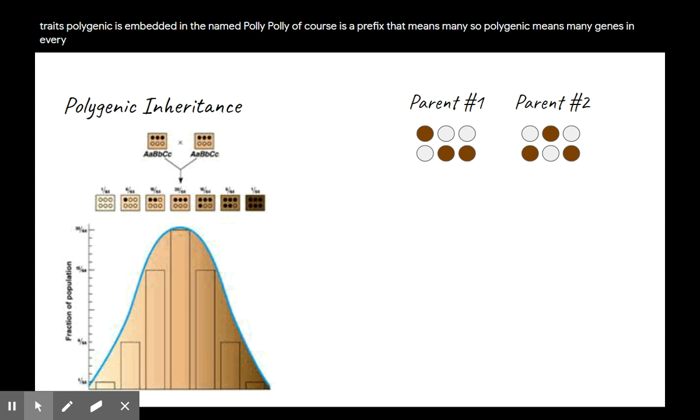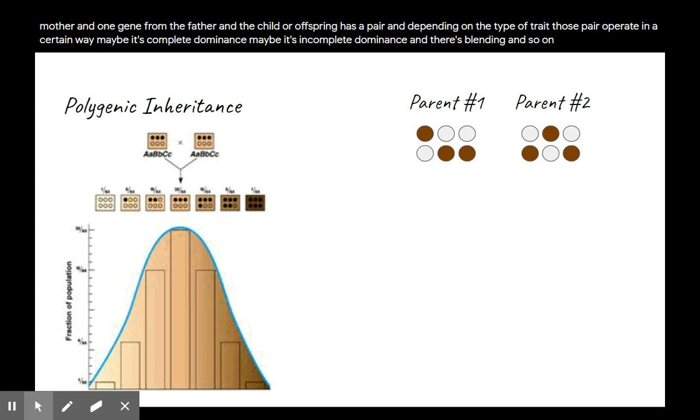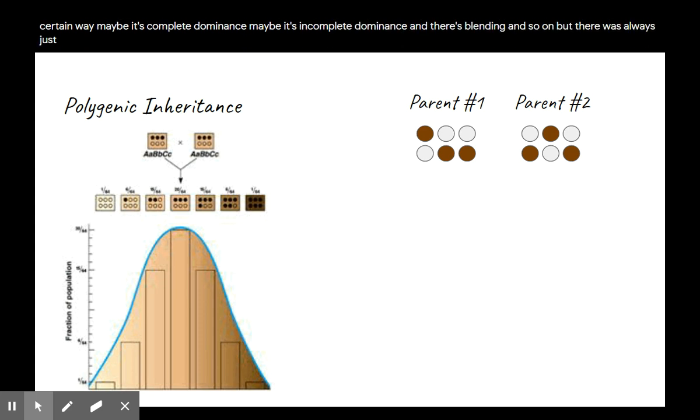In every circumstance that we've talked about up to this point, for any trait, we've always talked about inheriting one gene from the mother and one gene from the father, and the child or offspring has a pair, and depending on the type of trait, those pairs operate in a certain way. Maybe it's complete dominance, maybe it's incomplete dominance, and there's a blending and so on, but there was always just one gene from mom and one gene from dad. That is not the case when it comes to polygenic inheritance.